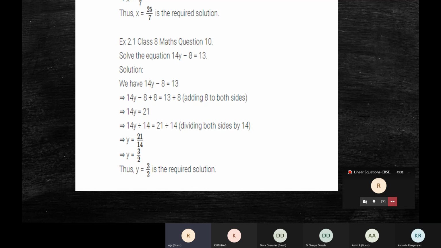Very good. Actually 14y means 14 into y. So we are dividing by 14 and we are dividing by 14 on the RHS also. Very good. So we get 21 divided by 14 is equal to 3 by 2.